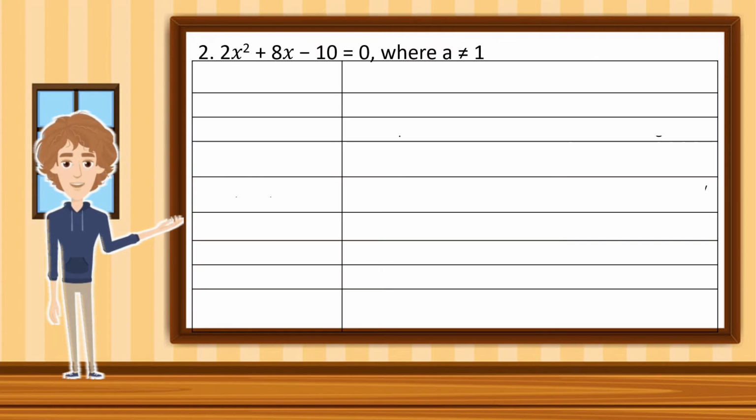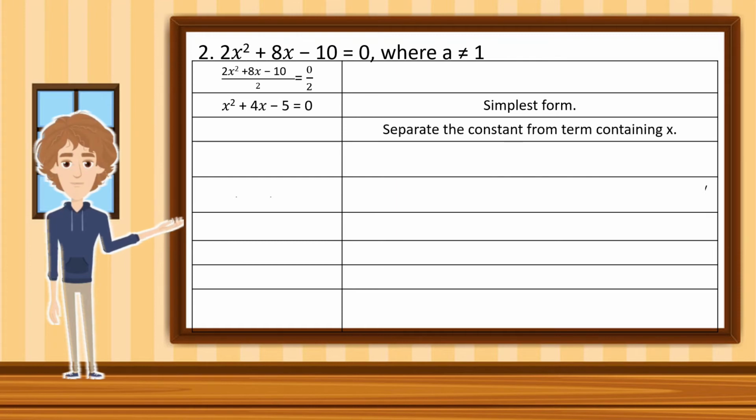Let us now find the roots of 2x squared plus 8x minus 10 is equal to 0, where a is not equal to 1. The first thing we need to do is divide both sides by a, which is our a is 2. So we are going to divide both sides of the equation by 2. And then in simplest form, we will have x squared plus 4x minus 5 is equal to 0. And then separate the constant from terms containing x. So the term containing x is on the left side, and the constant is on the right side.